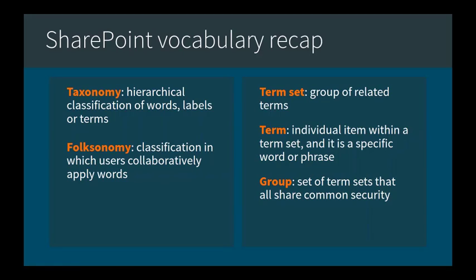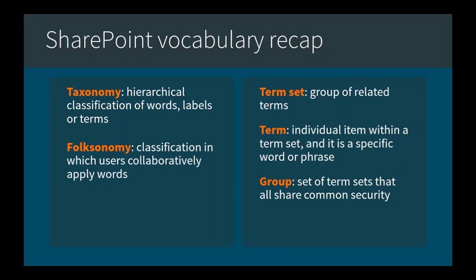Let's clarify a few terms. Taxonomy is a hierarchical classification of words, labels, or terms that are organized into groups based on similarities. A taxonomy may be defined and centrally managed by one or more individuals. A folksonomy is a less formal classification where users collaboratively apply words, labels, or terms to content on a site.